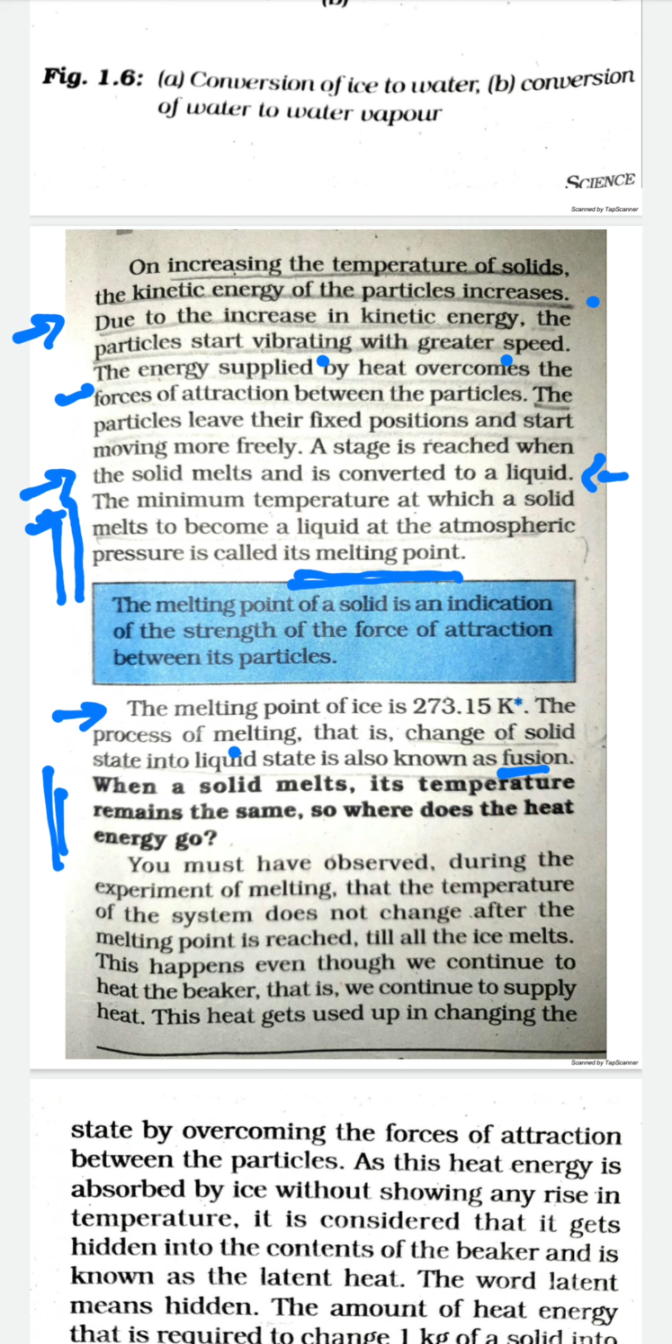That is, at 0 degrees Celsius, when we are still heating the beaker, right? Why doesn't the temperature in the thermometer show a rise? The answer to this we find in the next paragraph. You must have observed during the experiment of melting that the temperature of the system does not change after the melting point is reached. That is, after 0 degrees Celsius is reached, the temperature does not change even if we continue to heat the beaker.